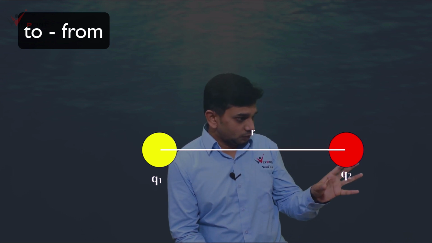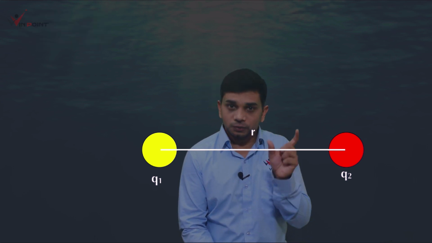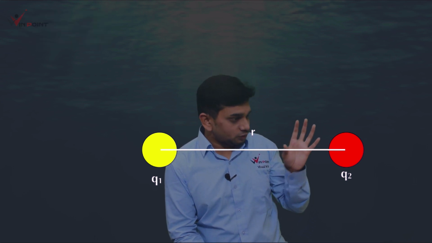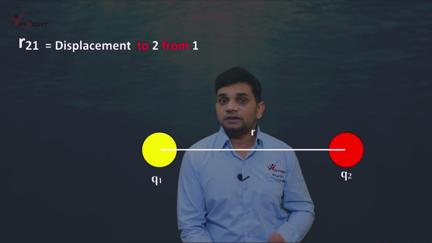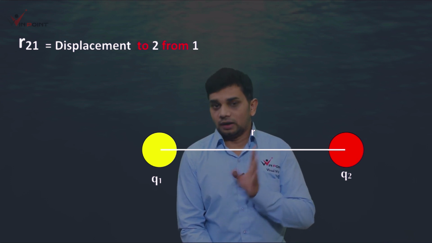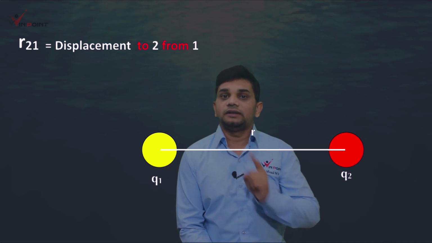First we are considering the displacement to q2 from q1. I am using "to" first, then "from". That's the technique. Displacement to q2 from q1 is r21. So r21 is the displacement to 2 from 1.